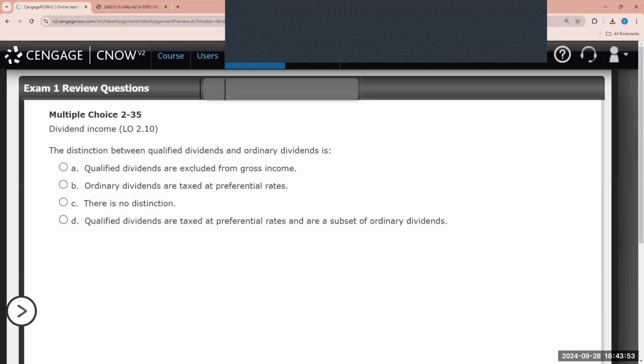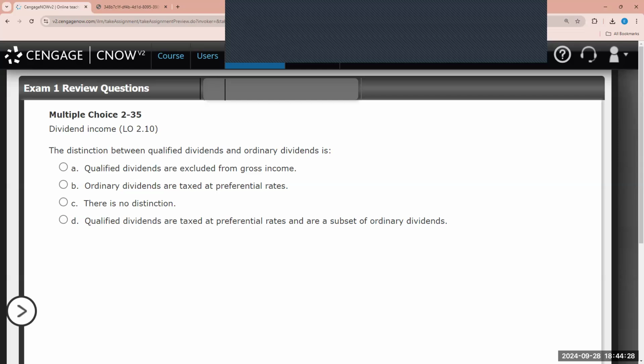Here it asks for the distinction between qualified dividends and ordinary dividends. So what is the difference between the two? Dividends are basically a type of distribution paid to a shareholder by a corporation. Corporations can issue shares of stock, and individuals that buy these stocks are considered shareholders. They are owners, making investments into the company. And for investing, certain corporations issue what's called dividends.